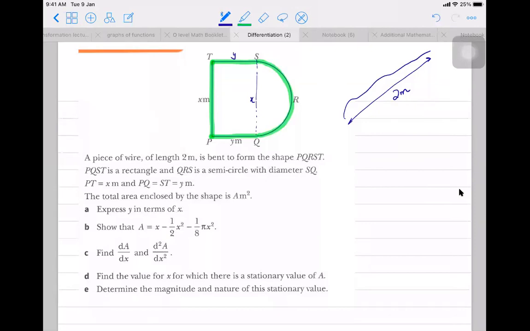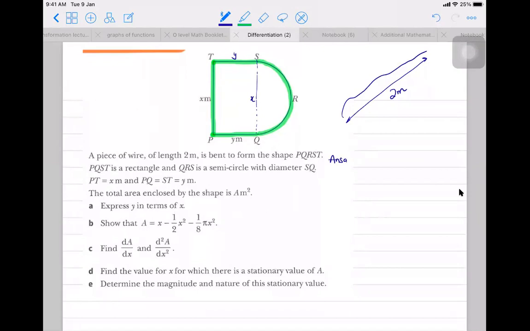To find y in terms of x, we are going to use the information given in the question first. We knew that the length of the wire is 2 meter and this was bent to form this shape. So if I calculate the perimeter of this shape, it must be equal to 2 meter. The perimeter is the length of PT plus TS plus PQ plus the arc length SRQ. The perimeter is 2, PT is x, TS and PQ are y, so that's going to be 2y.